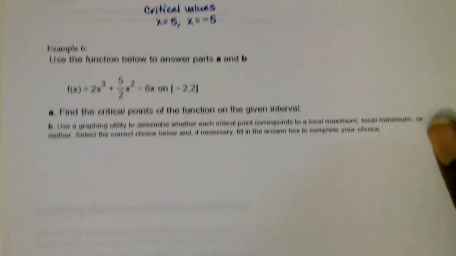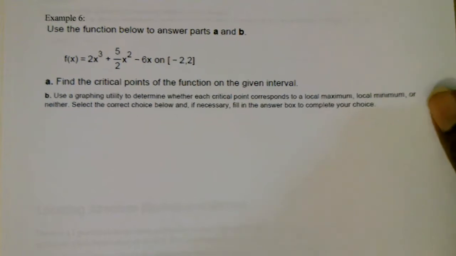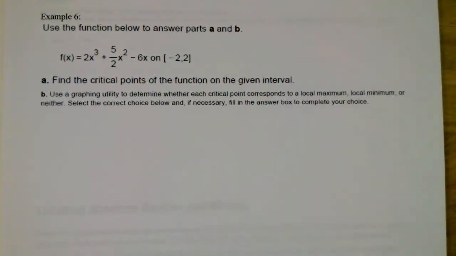All right, example 6. Say you had a graph like this. Let's say we had the function f of x equal to 2x cubed plus 5 halves x squared minus 6x. And the interval we're dealing with is from -2 to 2. And again, I'm going to find the critical points of the function on that given interval and use the graphing utility to determine whether each critical point corresponds to a local maximum, local minimum, or neither.